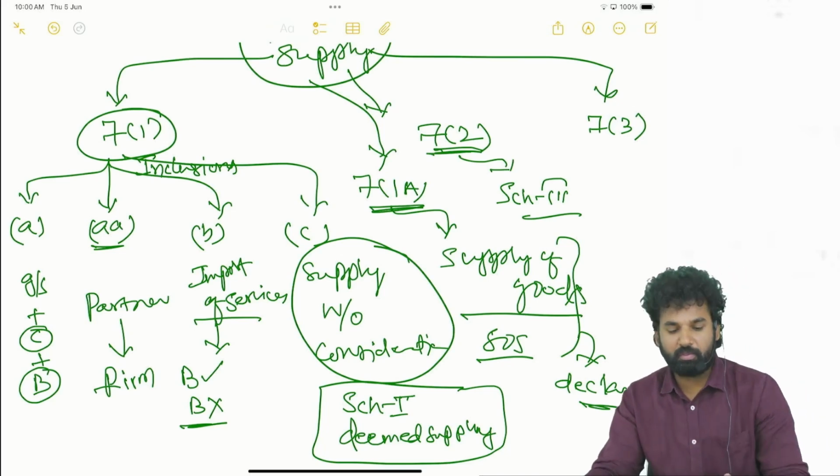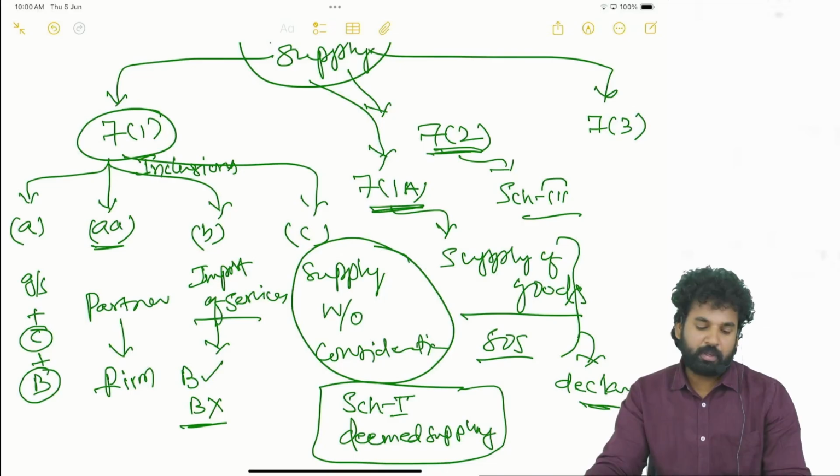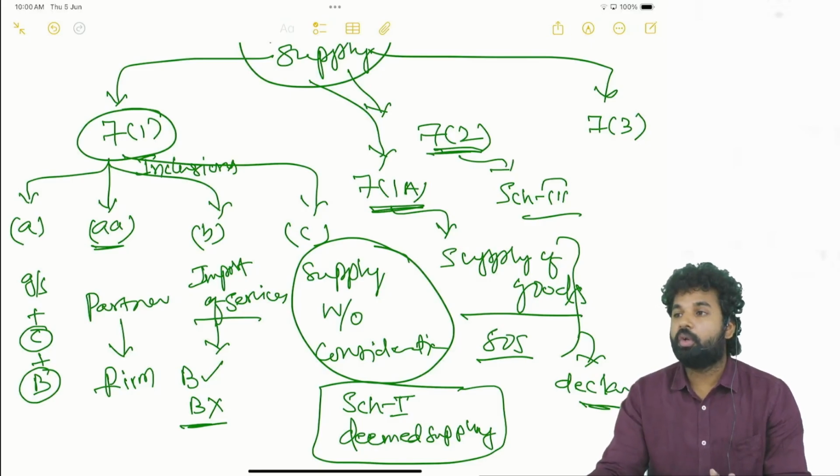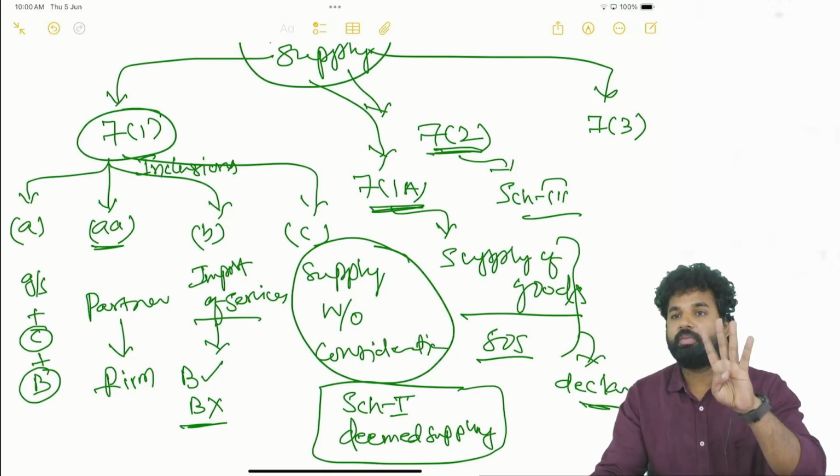So yesterday we had an elaborate discussion with respect to 7.1A, 7.1AA, 7.1B, importation of services, and 7.1C as well, where we started with Schedule 1. In that Schedule 1, we have talked about 4 different activities.